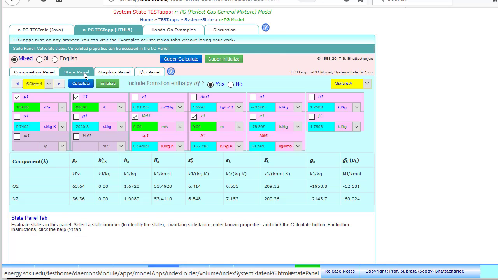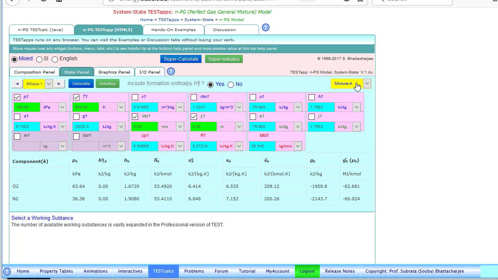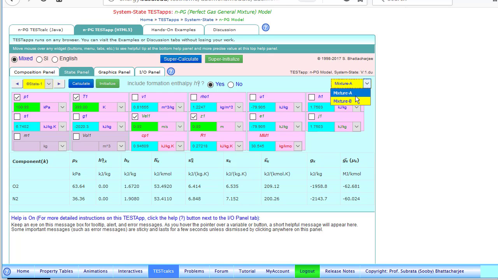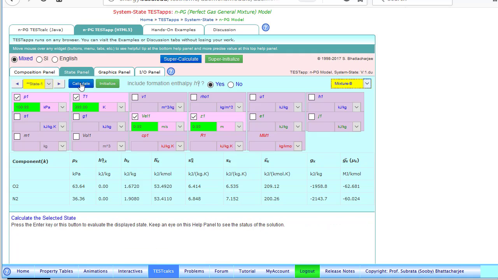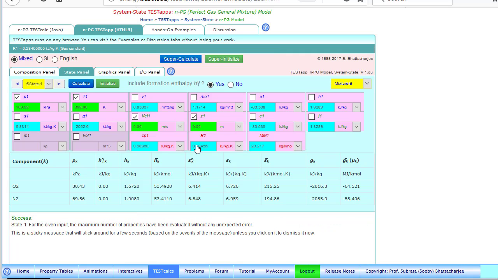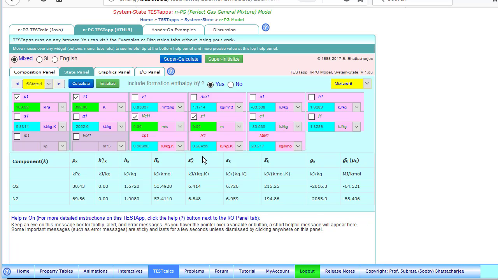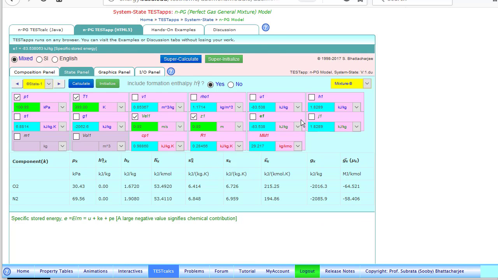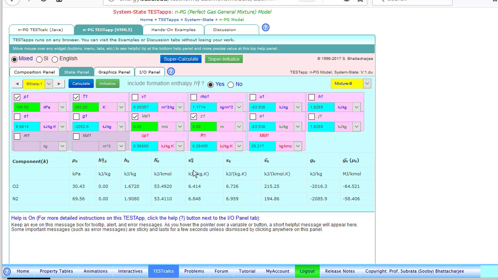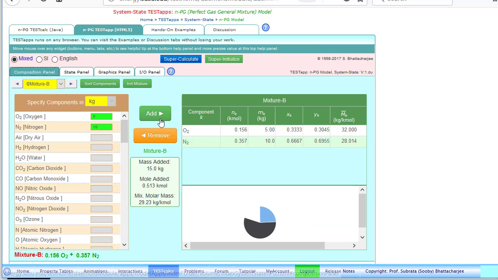And then we could go back to the state panel. And if we wanted to find all the other properties, we could just switch this to mixture B up in the right corner and hit calculate. And there's a new R value, 0.284 or 0.285 kilojoules per kilogram Kelvin. You can see that it gives you all of the ratios and all of the other properties you might need down here, and back on the composition panel it gives you the mass ratio and the molar ratio. So pretty much anything you would need for a more difficult problem is given.